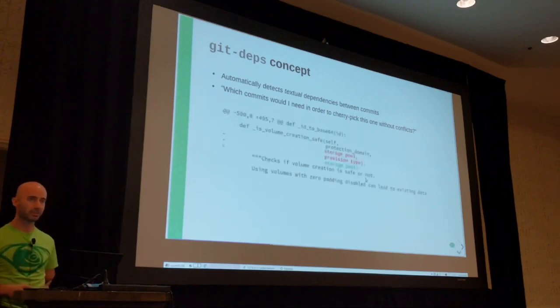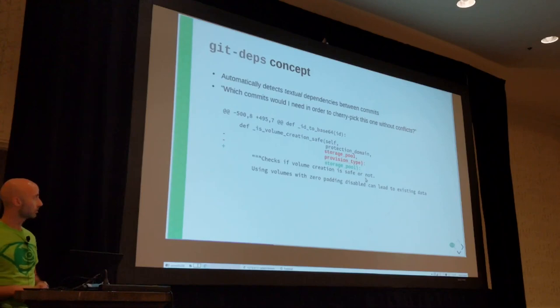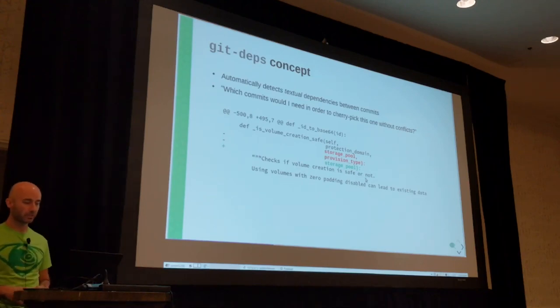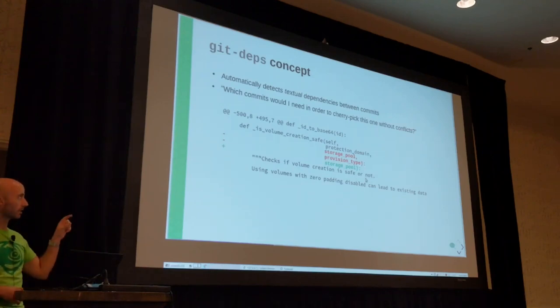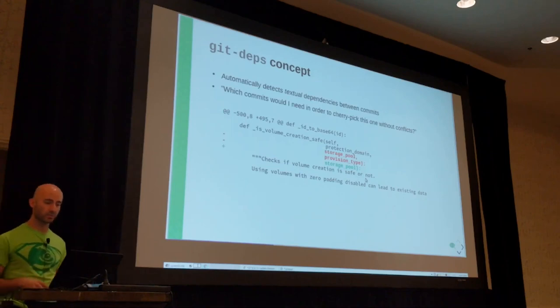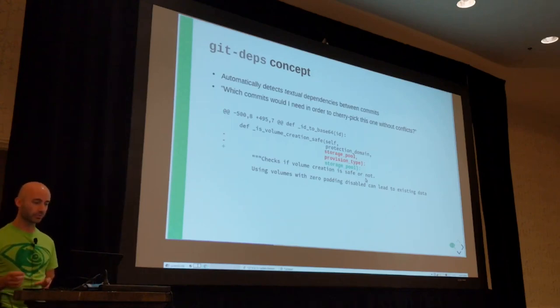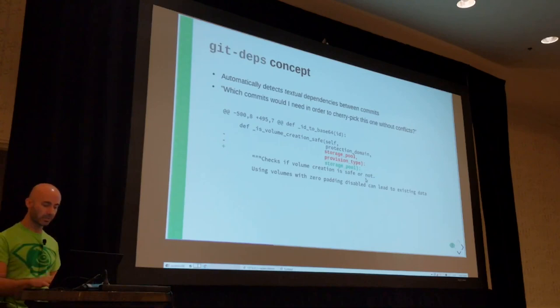So if we take a commit which happens to be from Cinder, simple, this is just one hunk in a commit, we can see it's removing two lines, the red lines, it's adding a line, the green one, and there's a bit of context there. So if we wanted to cherry pick this commit somewhere, it would only cherry pick without conflicts if we had the two red lines and the surrounding context already in the branch. So whichever commits provide those red lines and the context are the ones that this hunk depends on.